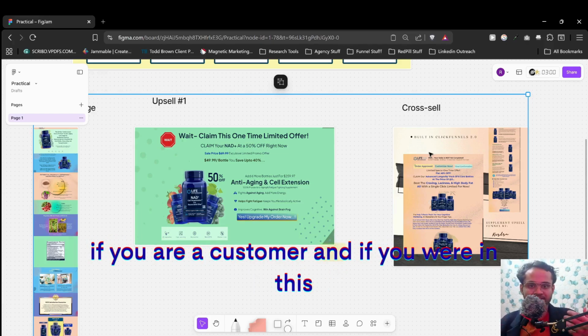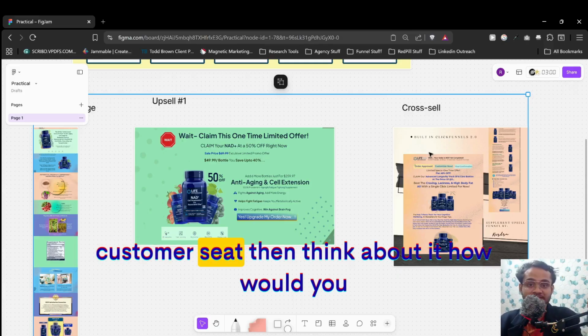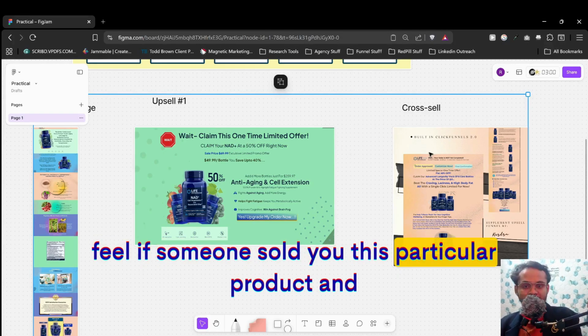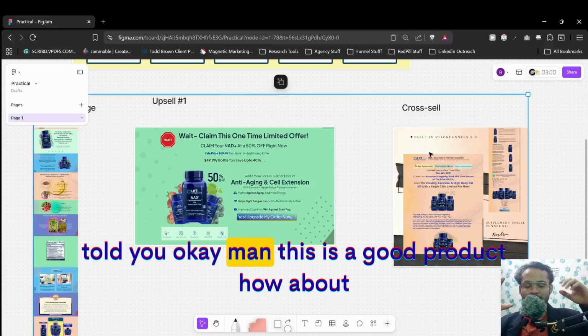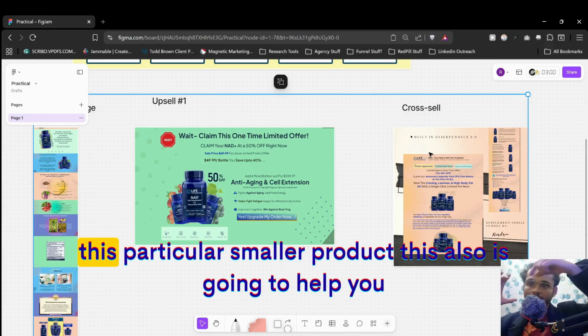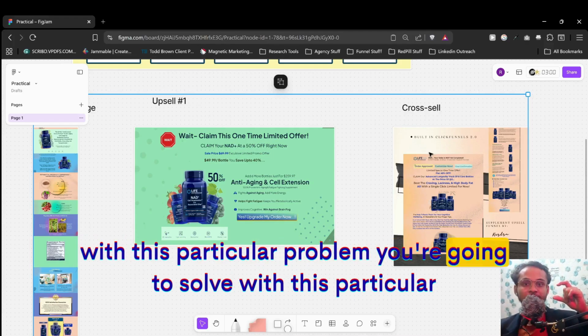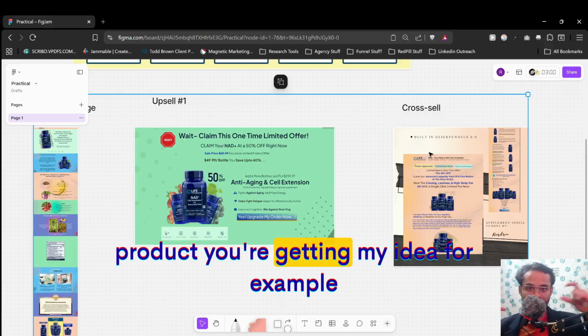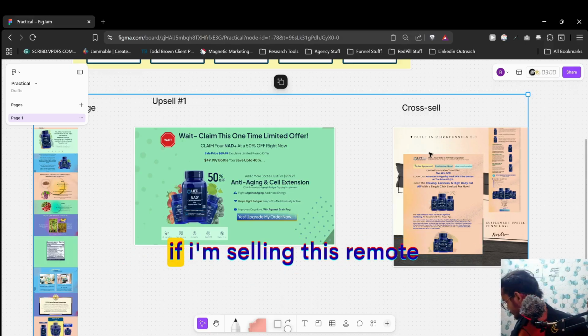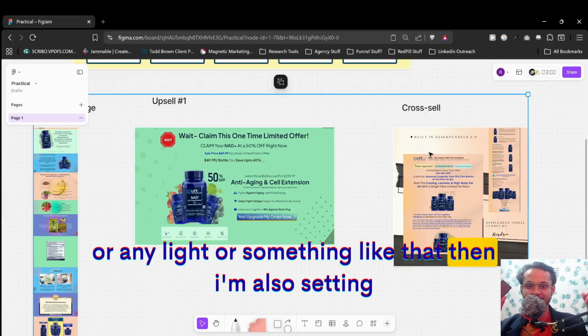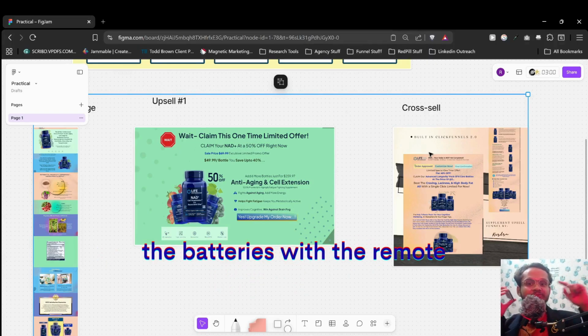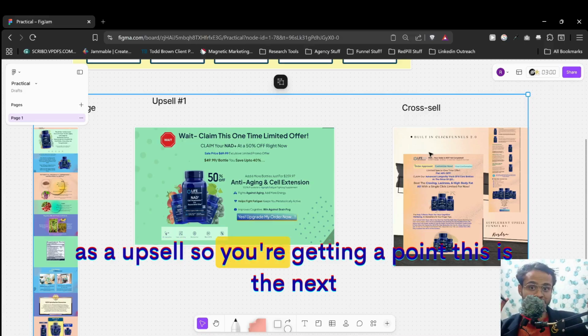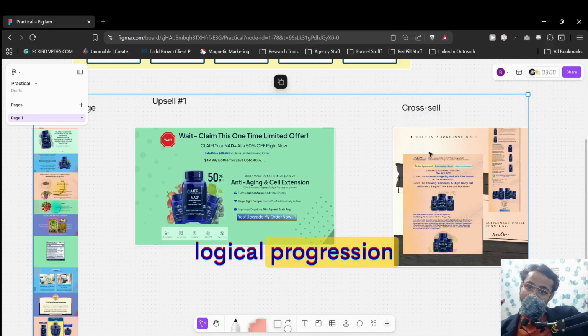If you were in the customer seat, think about it. How would you feel if someone sold you this particular product and told you, okay, this is a good product, how about this smaller product? This also is going to help you with the particular problem you're going to solve with this product. You're getting my idea? For example, if I'm selling a remote for a light or something like that, then I'm also selling the batteries with the remote as an upsell. So you're getting my point. This is the next logical progression.